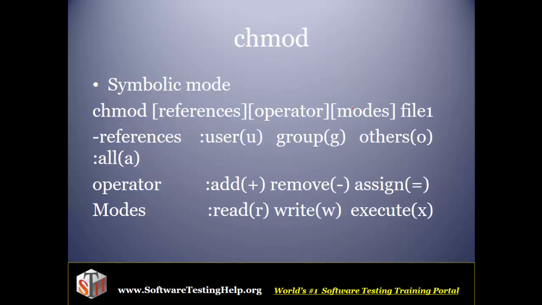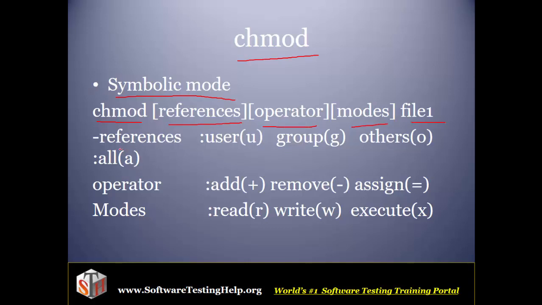So let's see what the chmod command is and what it is used for. As discussed, the chmod command is used to change file permissions. There are two ways by which we can change the file permissions. The first one is called symbolic mode. The next is called absolute mode. In symbolic mode, as you can see, we have given the syntax. We give the chmod command, then the references, then the operator, modes, and the file name.